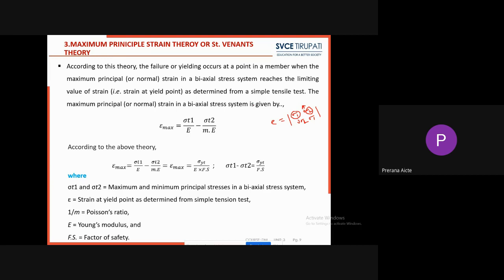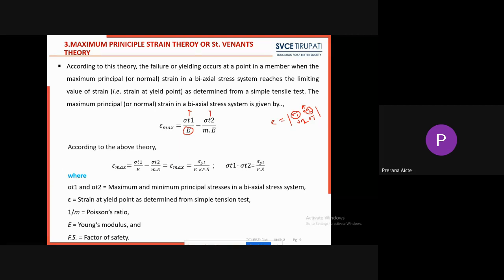Yes, in this theory of failures, if you're going to calculate the maximum strain, that is equal to sigma 1 by E minus nu into sigma 2 by E. What is E? Young's modulus. What about sigma 1? Maximum principal stress. What is sigma 2?